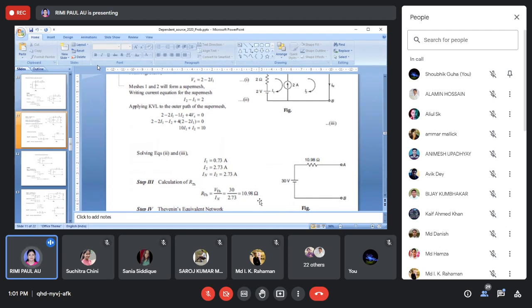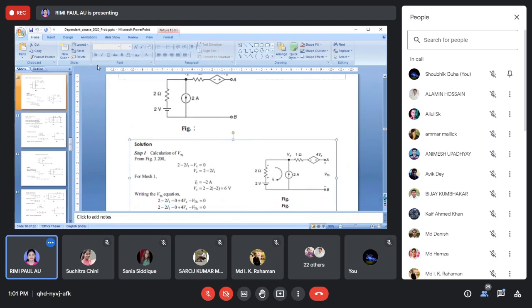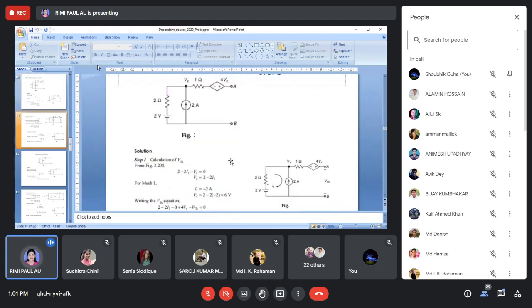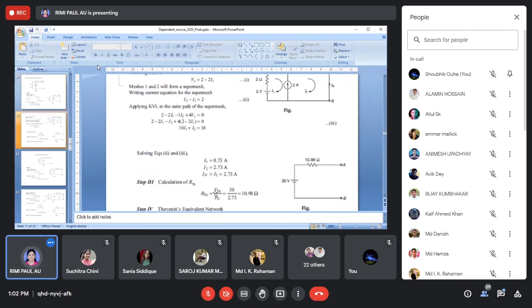Now the ultimate equivalent network: VTH is equal to 30. Right? Next, RTH is equal to 10.98. So with 30 and 10.98, if RL is given, then you can find out what would be the load current IL.